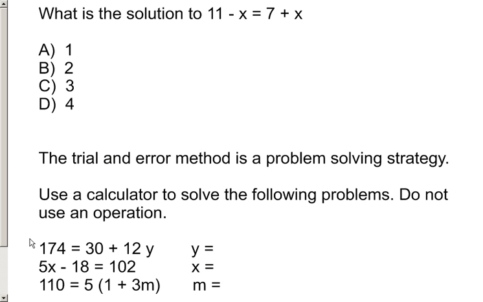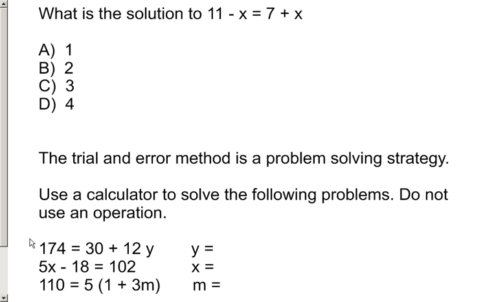So when we look at the question, what is the solution to 11 minus x equals 7 plus x? I see choices A, B, C, and D, and I actually can replace the variable with each of those solutions. So if x were 1, 11 minus 1 is 10, equals 7 plus 1 is 8. Well, 10 does not equal 8, so A is not a solution to the problem.